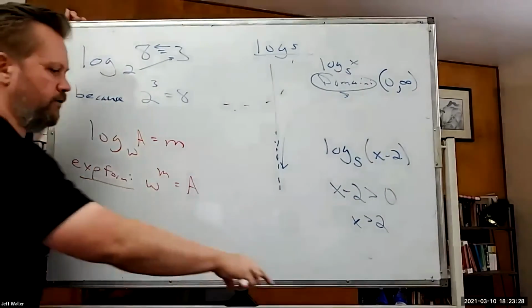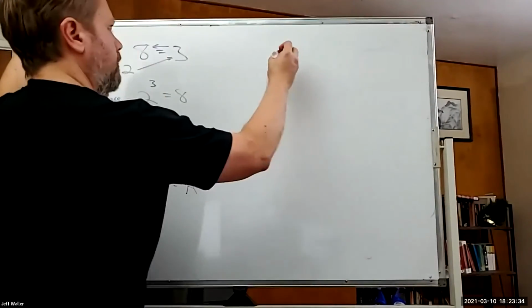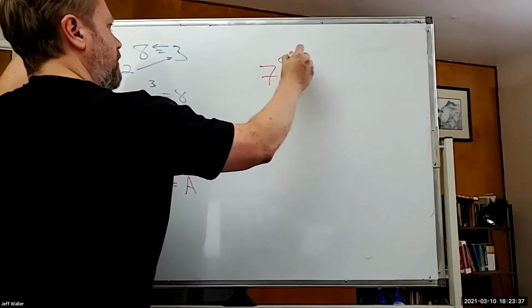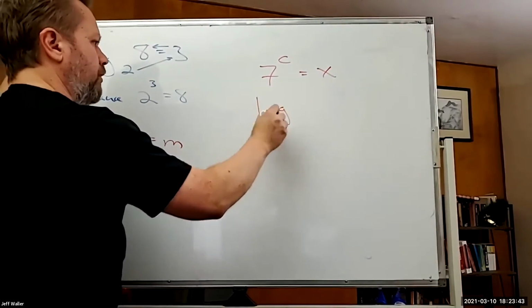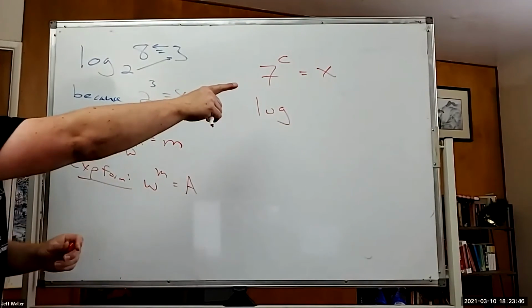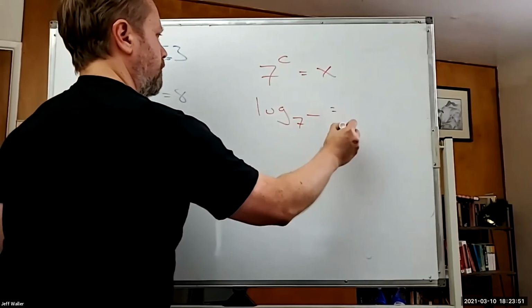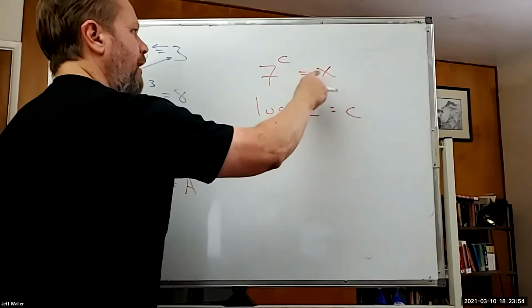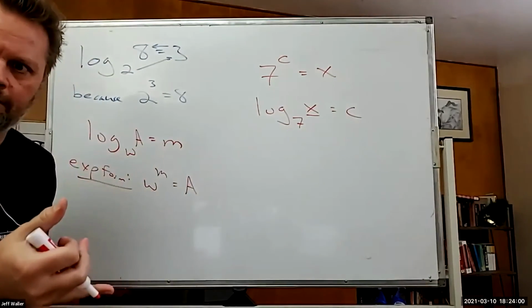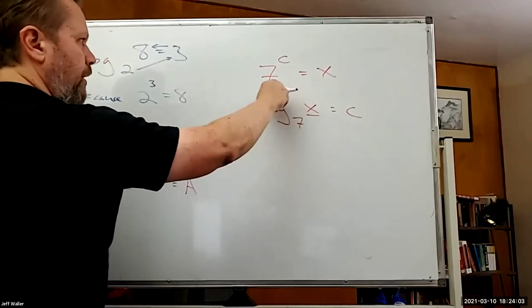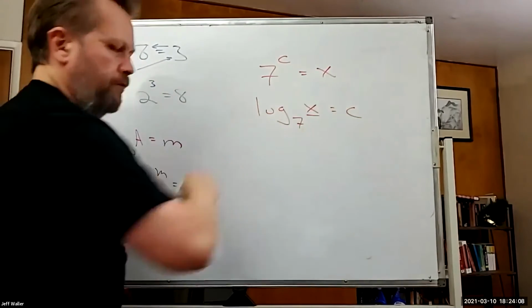Now, can you go the other way around? What if I give you something that's exponential, like 7 to the C equals X? How would I write that as a logarithm? This is a little bit harder, but what's the base? 7. What's the power? C. And why does this make sense? The output becomes the input because they're inverse functions, right? So the base goes here, the input becomes the output, and the power is what the log is equal to.